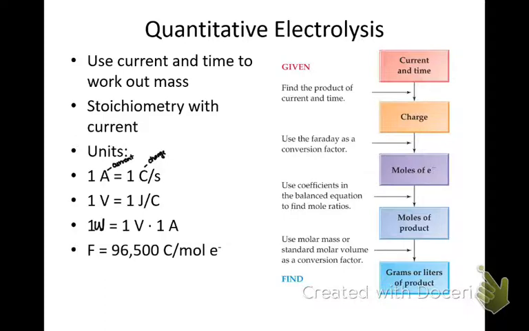And I also remind you that this one is really important: a Faraday is 96,500 coulombs, the unit of charge, per mole of electrons. Those are going to be useful factors. Let's see how they work together.